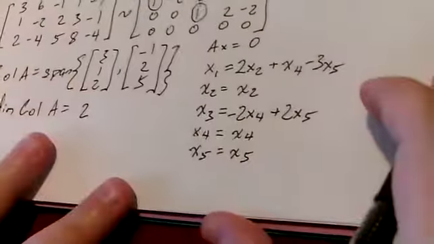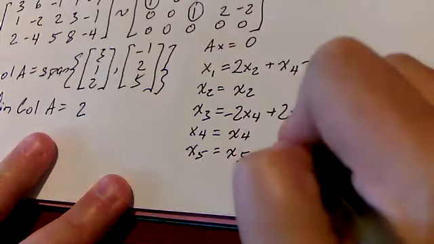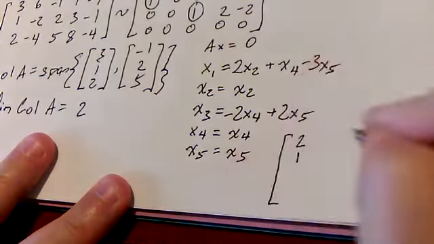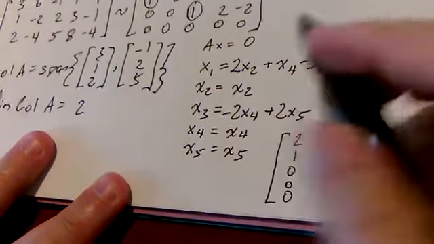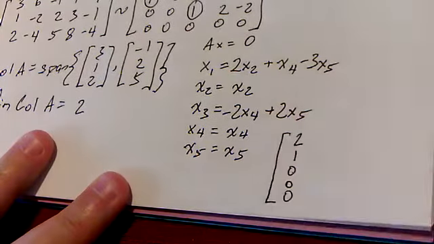So I can write those in vector form. For x2, my vector is 2, 1, 0, 0, and 0. Again, just reading off the coefficients: 2, 1, then I have no copies of x2 in the last three.